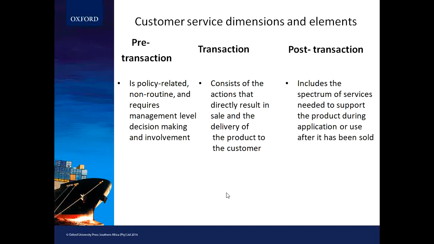Now, the transaction element component consists of the actions that result in the sale and delivery of the product to the customer. This is important for product availability and order convenience. Order convenience refers to the ease of placing an order, for example simplified order forms, supporting processes, and easy to understand terminology.